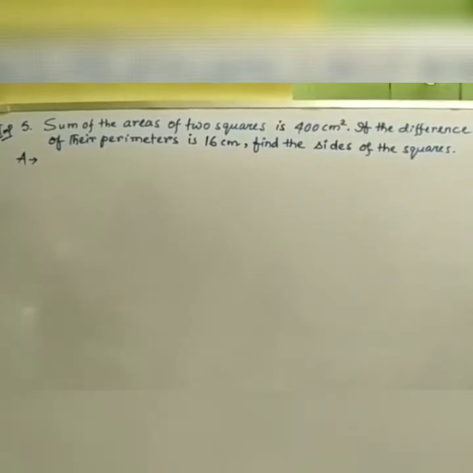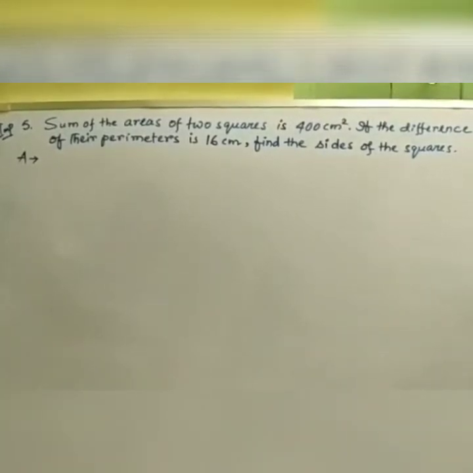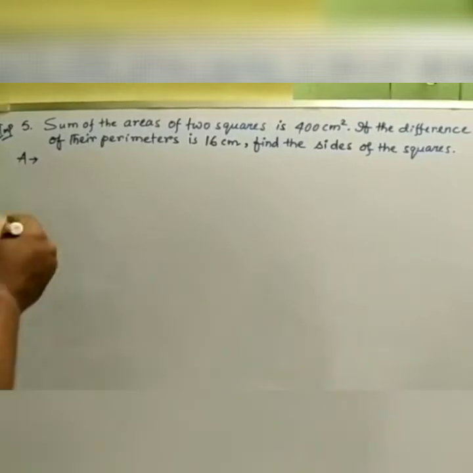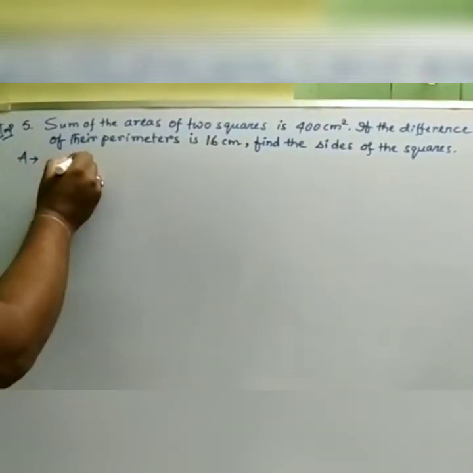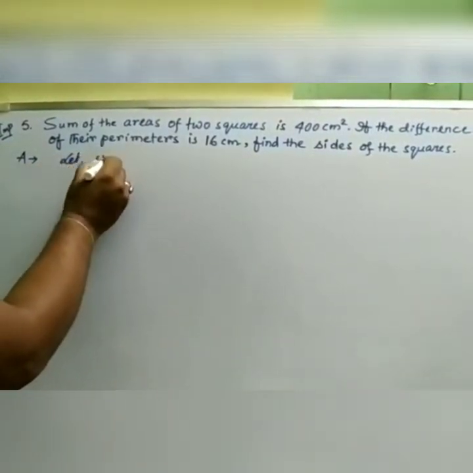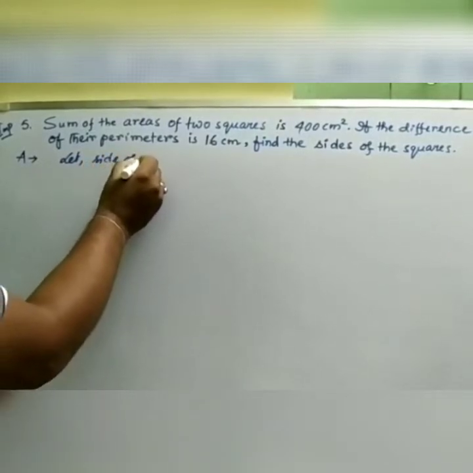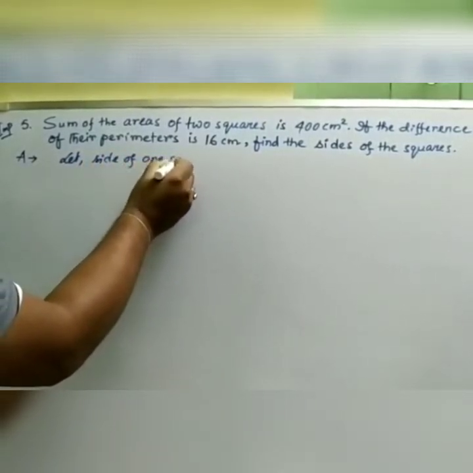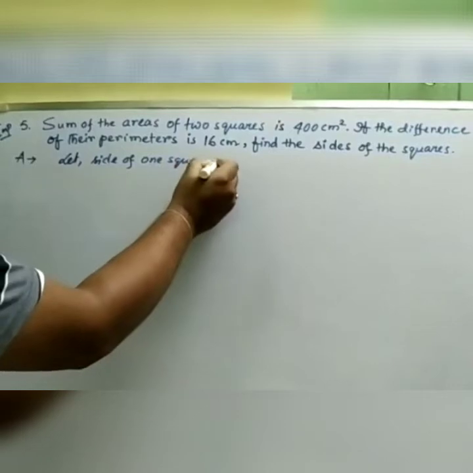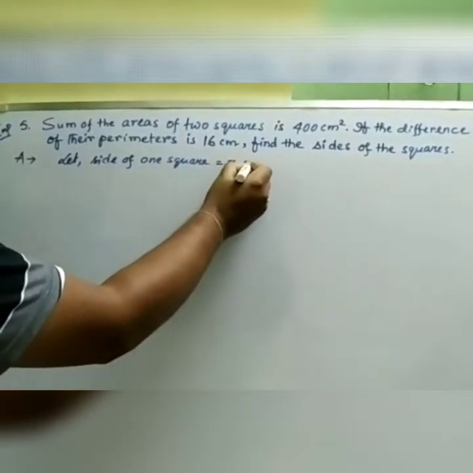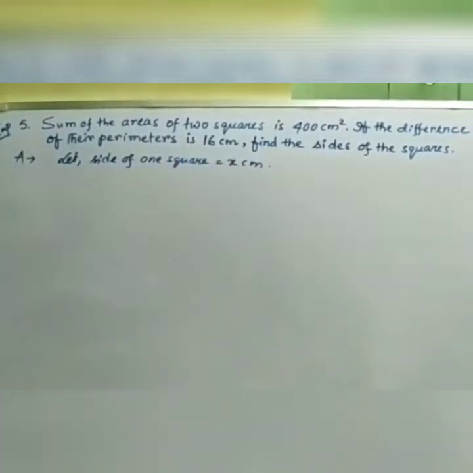Okay, so at first we will take the side of one square as x. So let the side of one square equal x centimeter. Okay, so now we will find the perimeter.